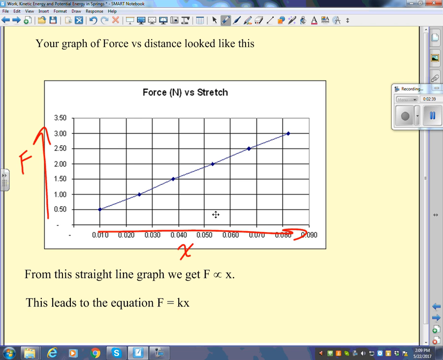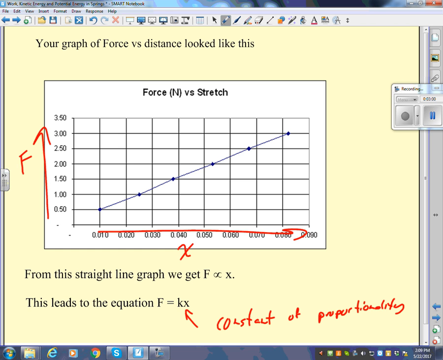And this leads us to the equation F equals kx. You might remember me talking about how you turn a proportionality statement into an equation by inserting the k, which is the constant of proportionality.